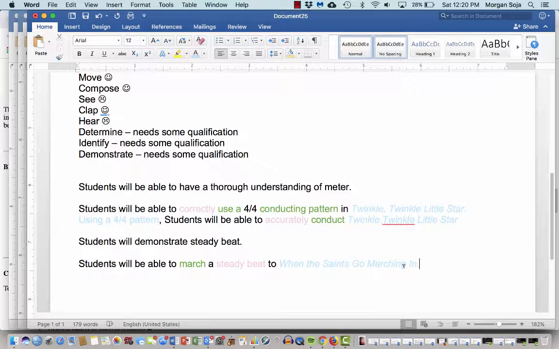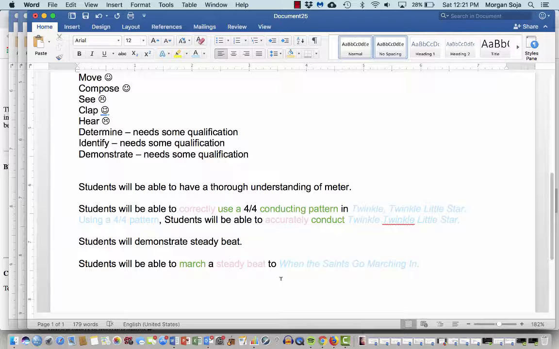But this is very intentional. Students will be able to march a steady beat to When the Saints Go Marching In. That says, here's the song I want you to use. Here's the activity I want you to engage the students in and watch them do. And I want to make sure that they're doing a steady beat. So that tells you the degree, the accuracy, how well you want them to be able to do it. Because if they're not steady, they don't have it. They aren't demonstrating steady beat if they're not doing it steady.